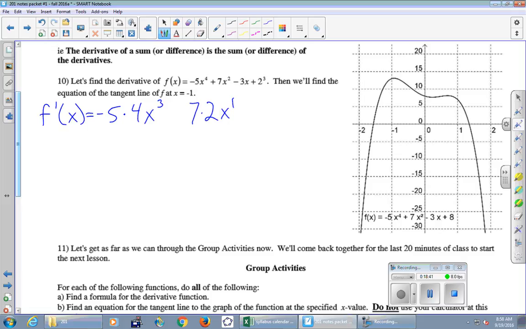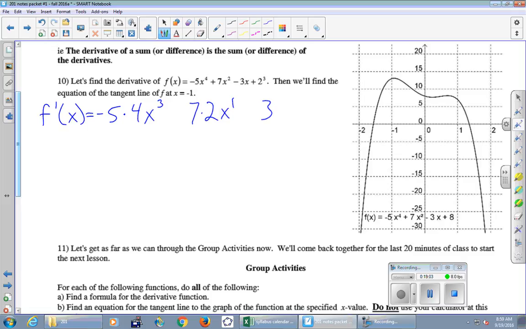Okay, I've left a little mysterious space there. I'm going to leave another one here. There's a 3x there. That's one of our special cases. The derivative of a constant times x is just the constant. So what's the derivative of 3x? I'm leaving the space for the minus. What's the derivative of 3x? It's just 3. Okay.